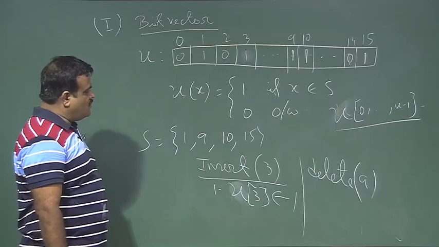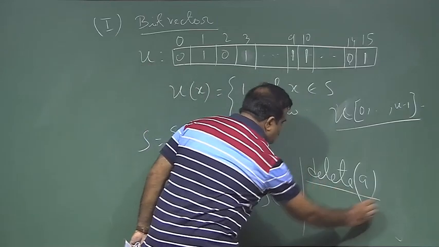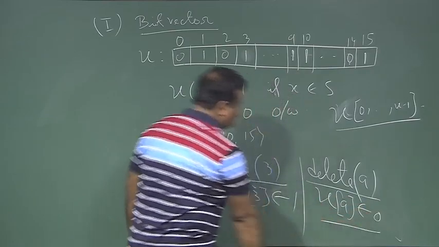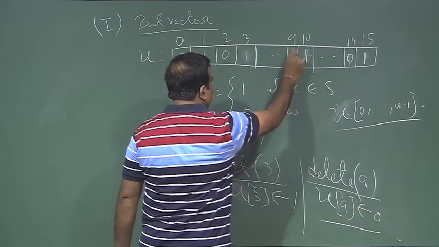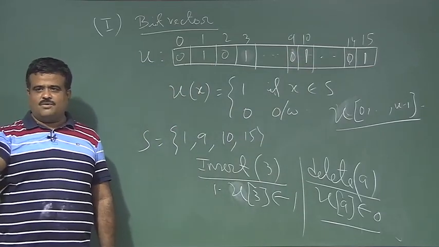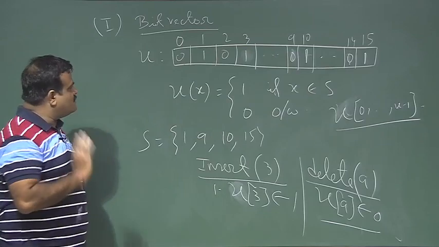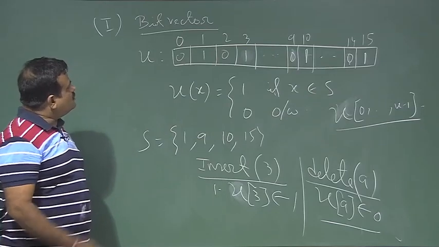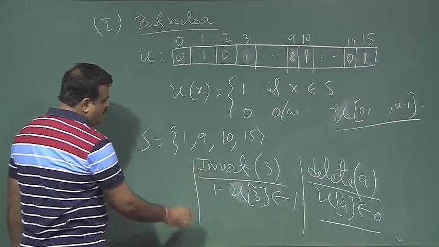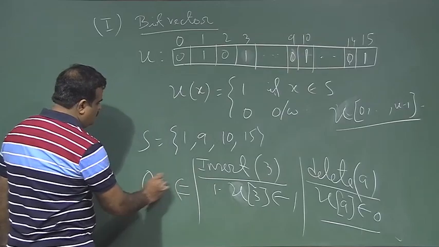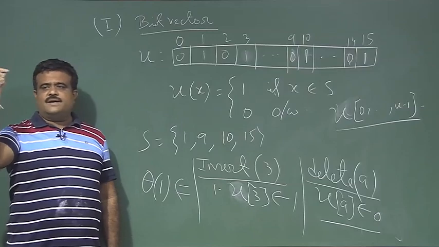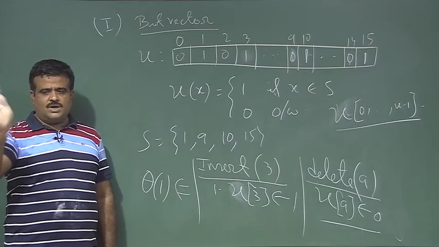Okay. So, how to delete it? We just go to that position 9 and we put it 0. Switch off: the room is empty, nobody is there in that room, lights off. This is a very simple data structure, but very powerful. Both insert and deletion will take constant time. We just go to the corresponding field and put 0 or 1 depending on whether we are inserting or deleting.